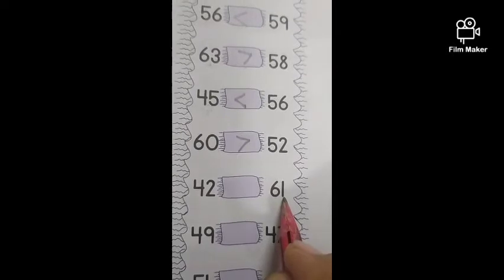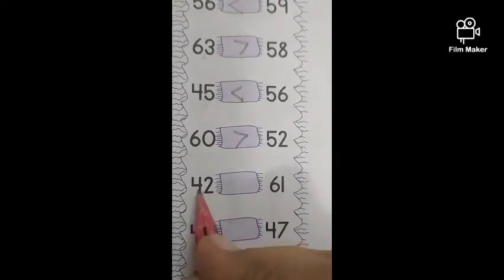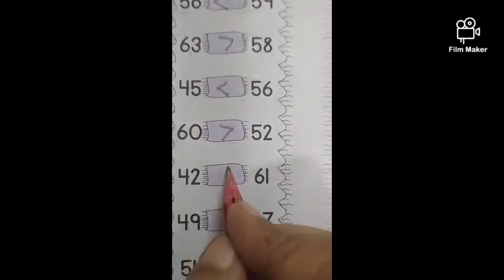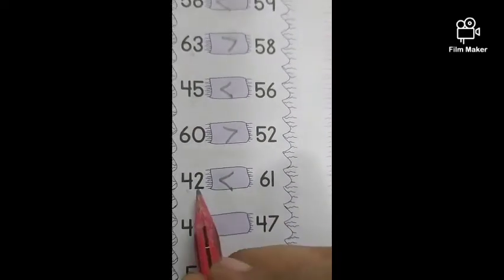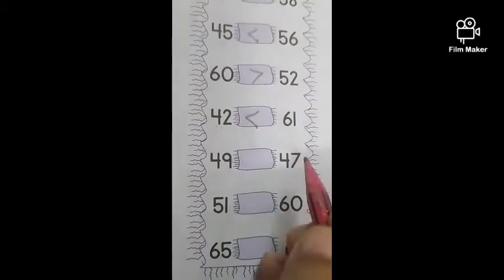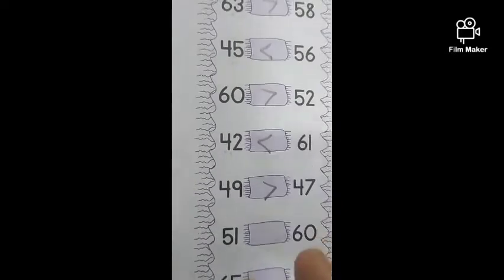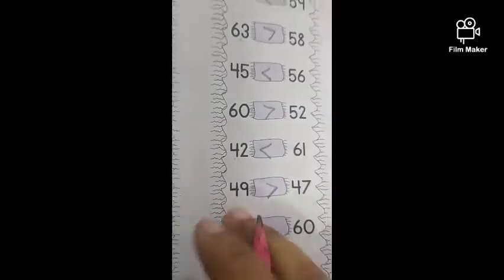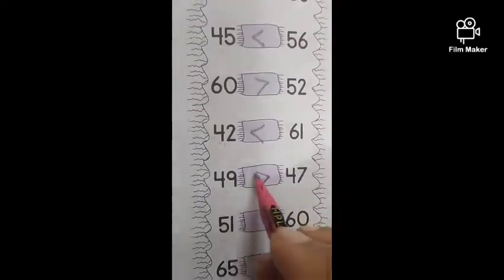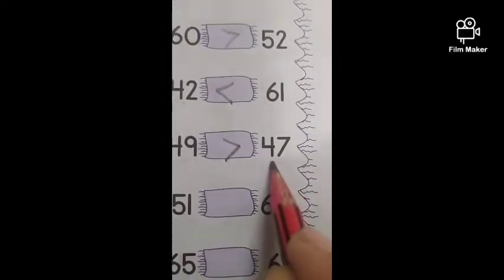42 and 61. Which number? This is less and this number greater. So this is lesser. So the sign of lesser. 42 is lesser than 61. Now 49 and 47. 49 is greater than 47.